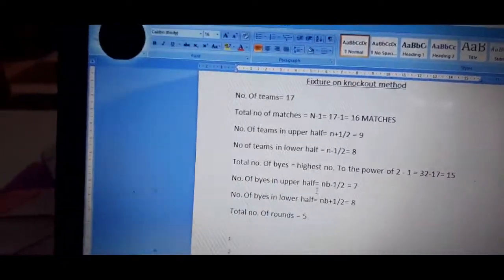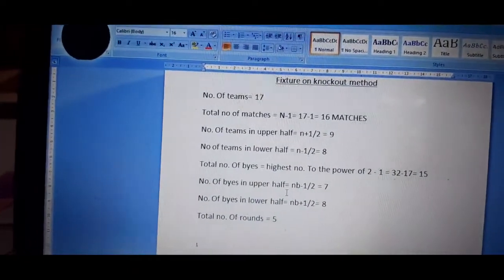If you remember these formulas once, it is so easy to form a fixture. Once you are clear and you get all the numbers and configurations correct, then it is very simple to make. So the number of byes in the upper half is 7, and the number of byes in the lower half is 8.